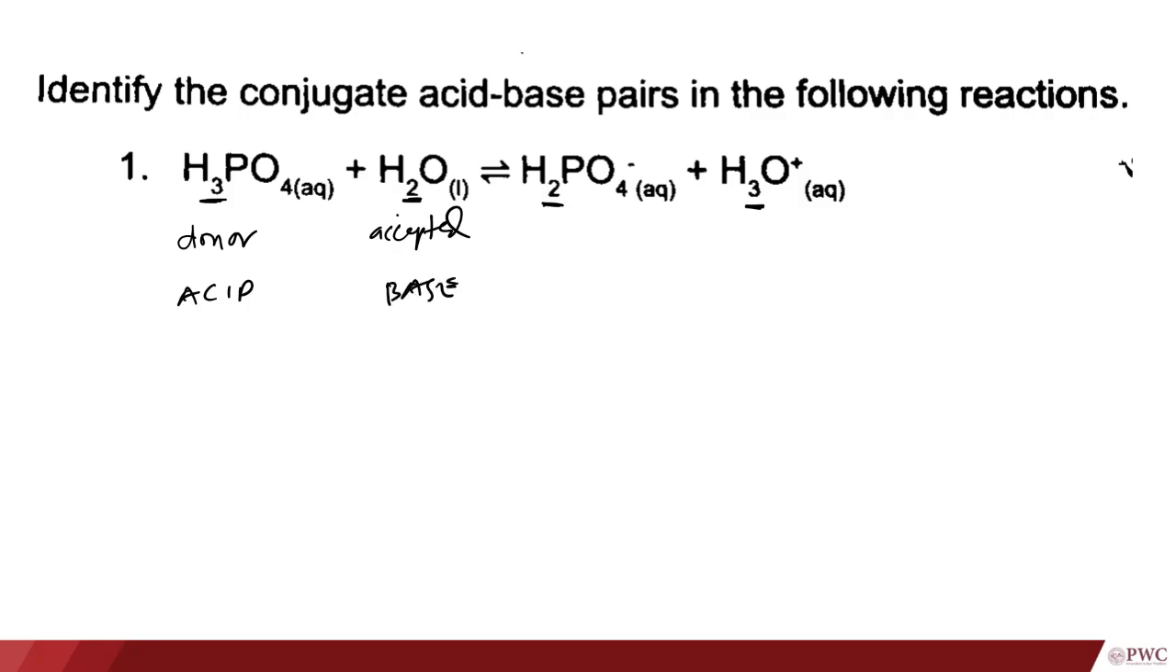And then again, just look for the similar compound, H3PO4. Then we have the H2PO4. Since this is the acid, this one must be the conjugate base. Then we have H2O partnered with H3O plus. If this is the base, this must be our conjugate acid. So these are the conjugate acid-base pairs in the reaction.